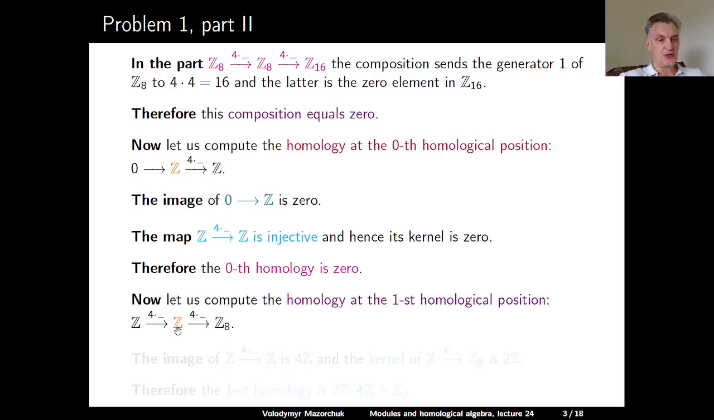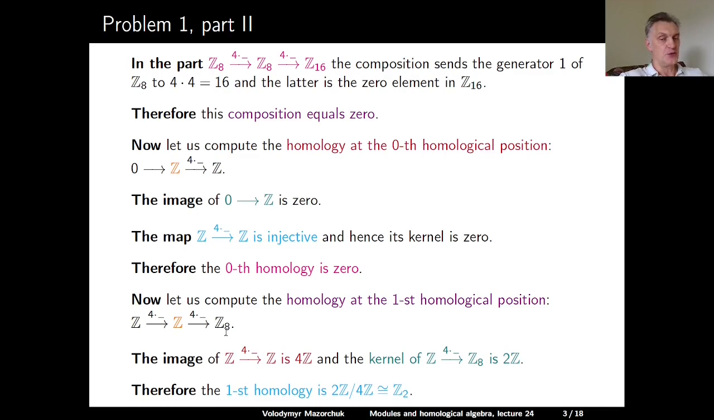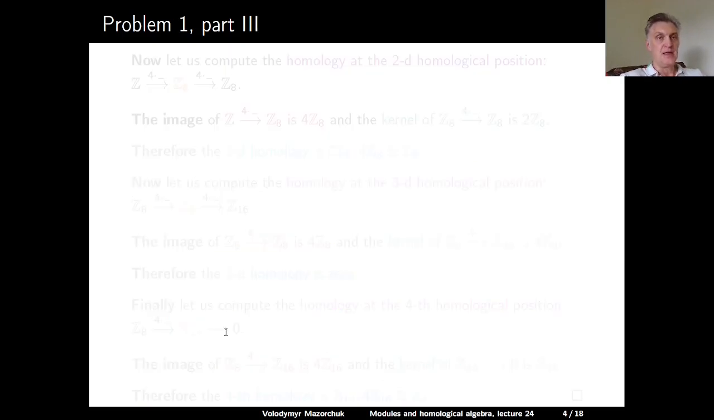In the next step, the homological position 1, where we have the second Z, the left map is multiplication by 4 from Z to Z. Its image is 4 times Z. The second map is multiplication by 4 from Z to Z8. The kernel of this map is 2Z, so if we multiply 2 by 4, we get 8, and this is the smallest number. So the kernel is 2Z, the image is 4Z. The quotient of 2Z by 4Z is isomorphic to Z sub 2, so this is the first homology in our complex.